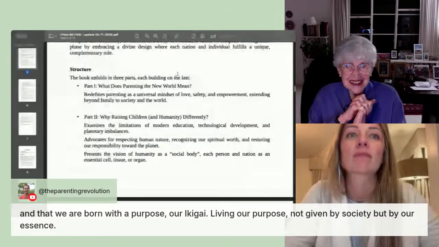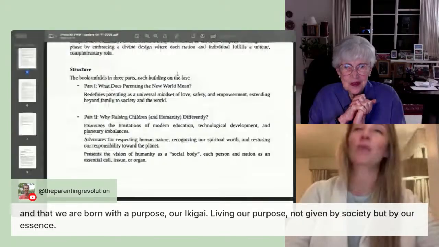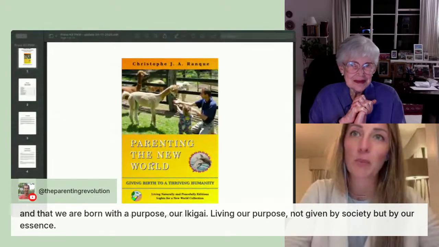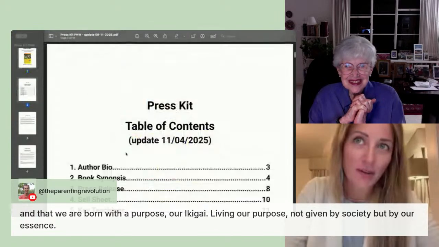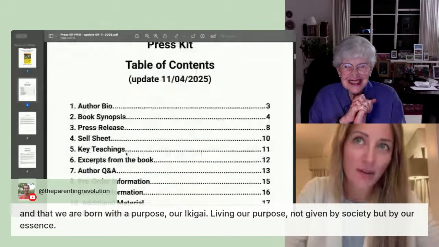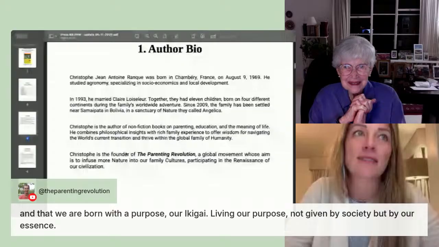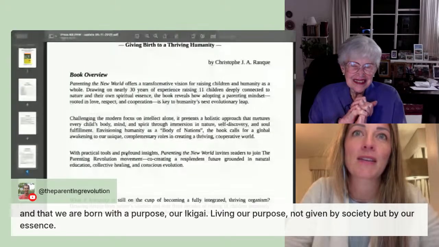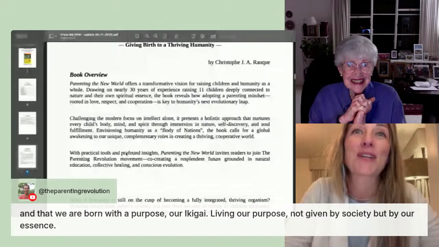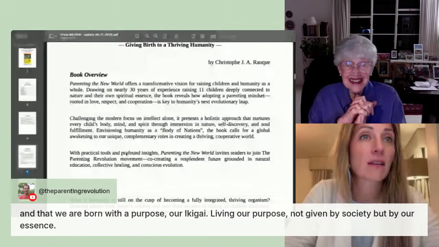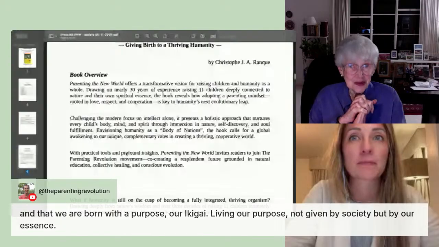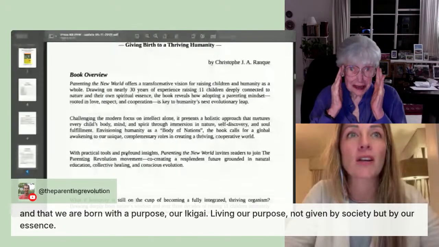Here's Chris's book. This is his press kit. Chris, tell me to abort mission if you want me to pull this down, but let me just walk through it with Riane. So he's from France originally, but lives in Bolivia, as we established last week. Yes, he raised 11 children. Did you see this? I went through this and I was amazed.